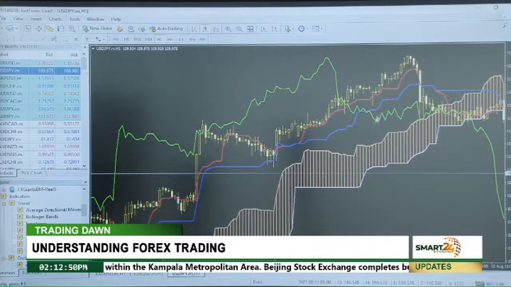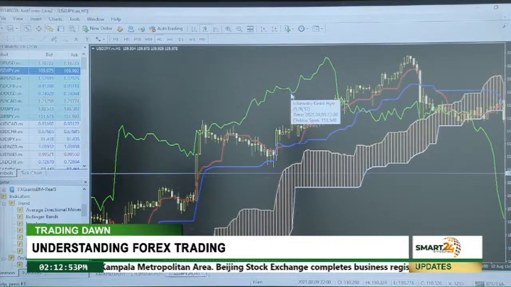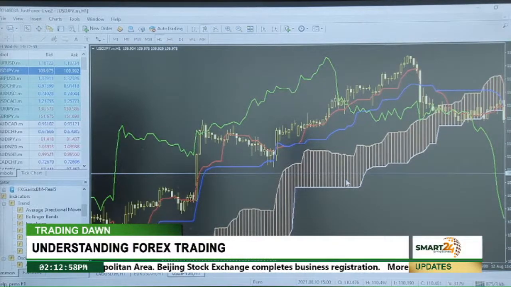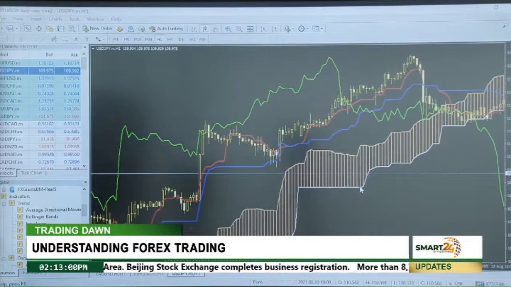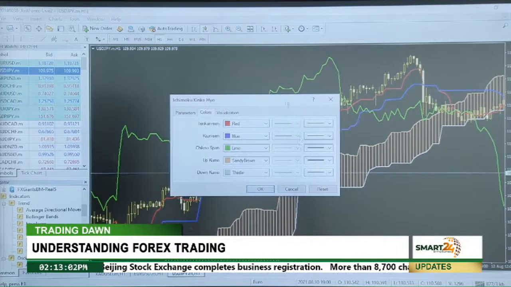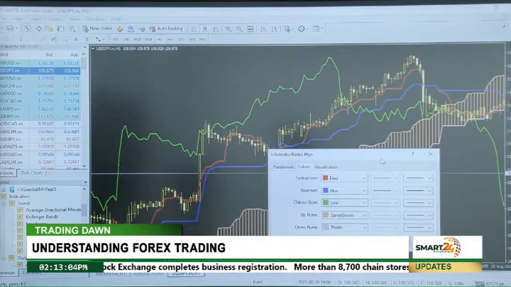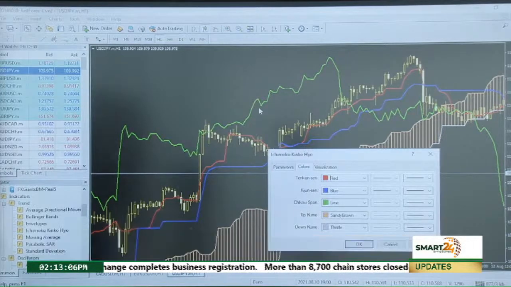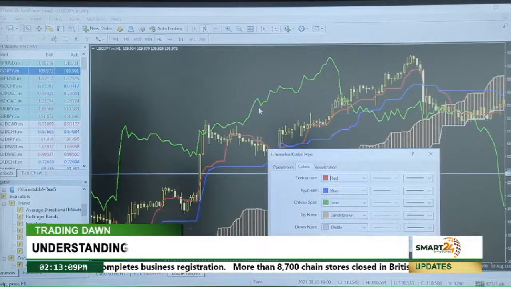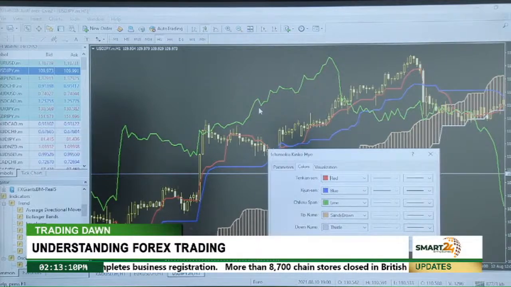Okay, so we have this green line. Let me get the actual names for all these lines. They are very cool names, if you like watching anime. So this green line is called the Chikou Span. Then this red line is called the Tenkan Sen. Then the blue line is called the Kijun Sen.